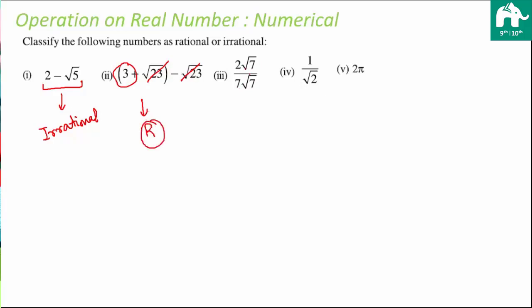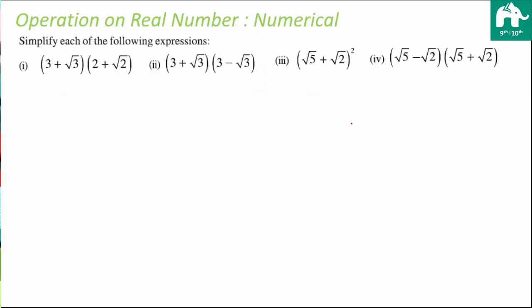2 root 7 by 7 root 7. So root 7 will get cancelled. So this will eventually be 2 by 7, which is a rational number. 1 by root 2. So this is an irrational number. Even if we rationalize it, we will still have an irrational number in the numerator. 2 pi. So pi is an irrational number. So obviously 2 pi will also be an irrational number.